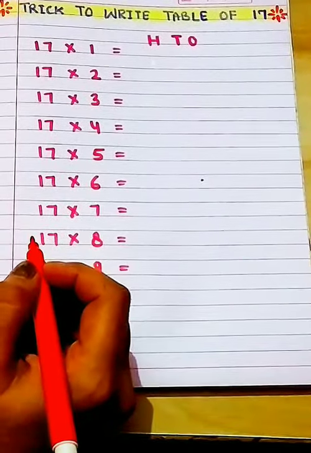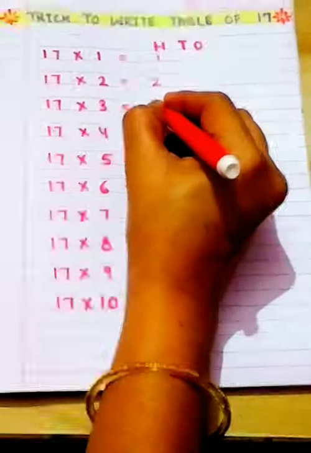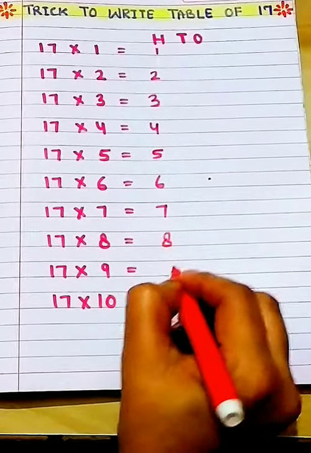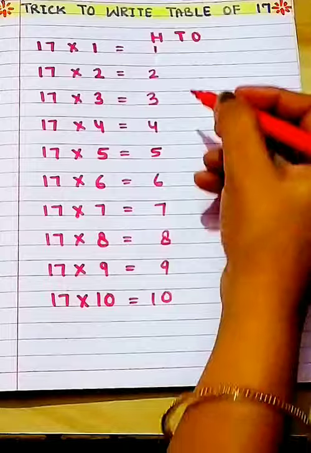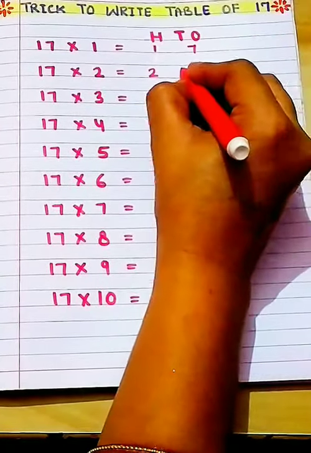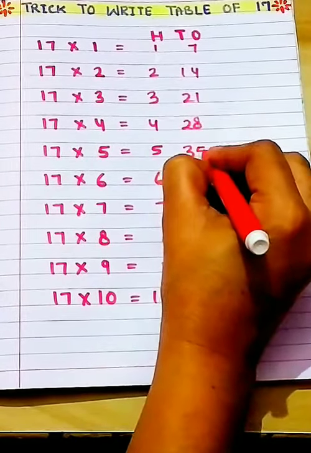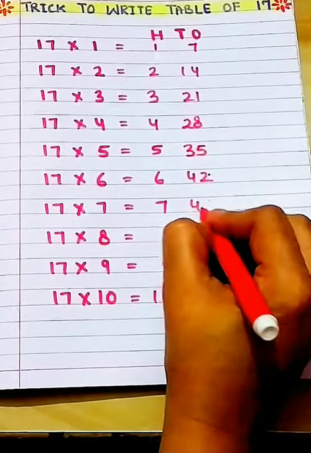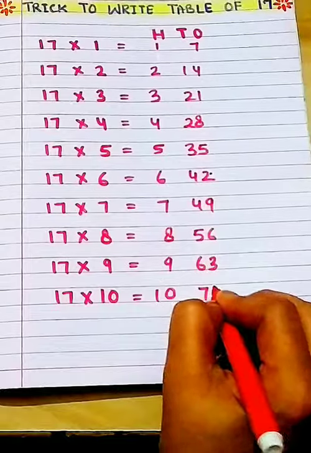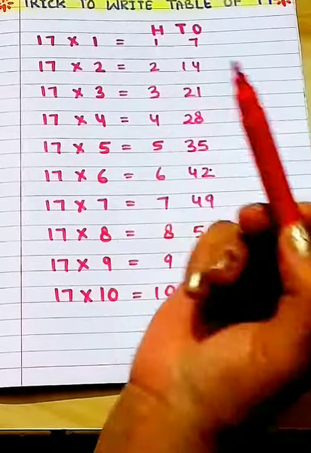Trick to write table of 17. First we will write 1 to 10 counting. Then we will write table of 7. After that, add the tens place.